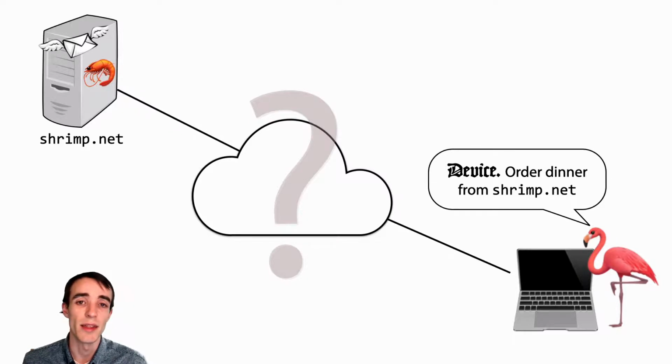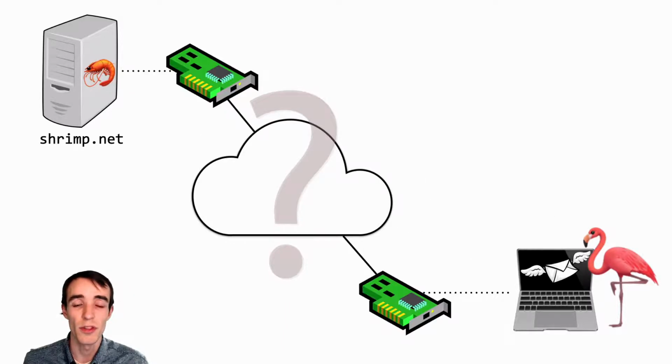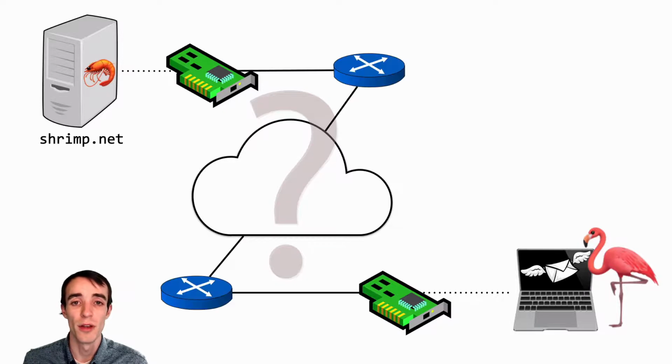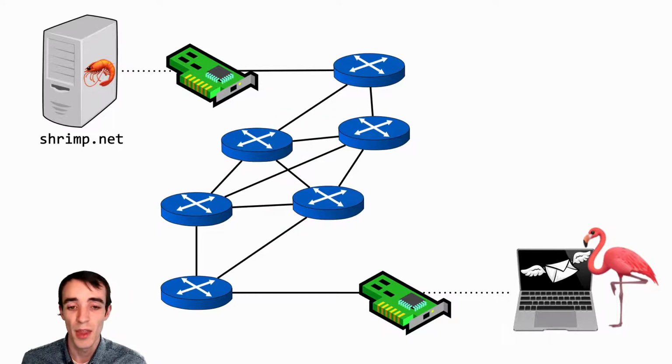Let's demystify this. We know that these machines, this laptop and this server, both have network interfaces, which communicate with some kind of local switch on behalf of their respective CPUs. And these local switches are in turn connected to other switches, routers, and what have yous that are connected in the network known as the internet. And all these things do is forward packets.